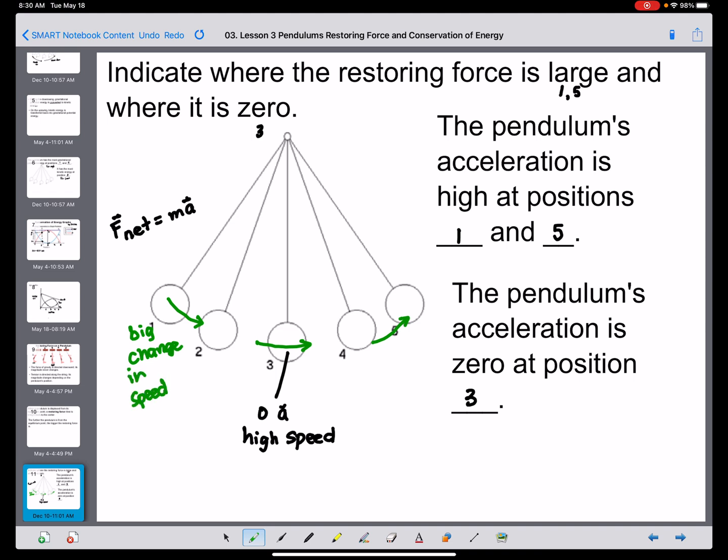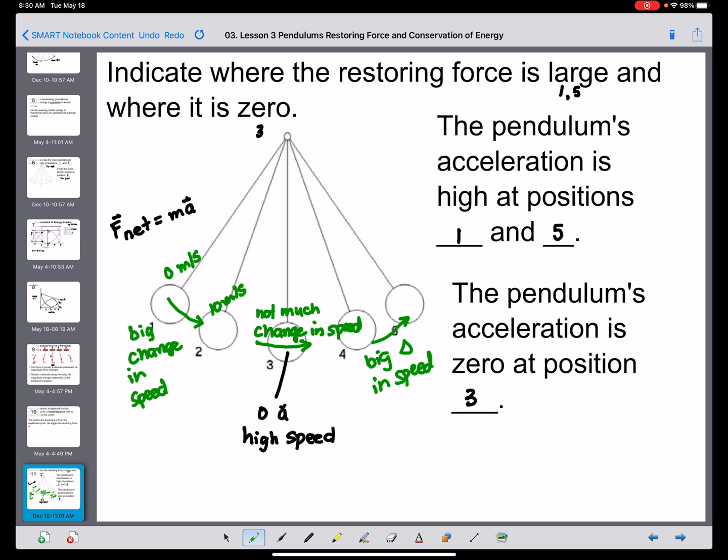And from 4 to 5, also a big change in speed. But right around position 3, there's not much change in the speed. Okay, that's not the same thing as saying that the speed is low at position 3. So this is like saying from 1 to 2, we're maybe going from 0 meters per second to 10 meters per second, just as an example.